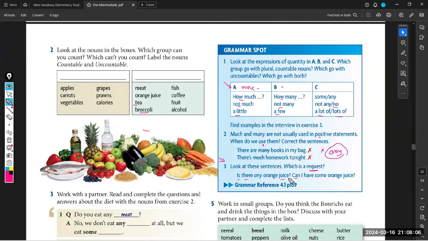Again, I know that we have a question. Question mark here, question mark here. But you have to differentiate if the sentence is a normal question, or if you are making a request. If it is a normal question, you have to use any, because a question. So, is there any orange juice? But if you are making a request, don't use any. You have to use some. So, I have to say, can I have some orange juice? I cannot say, can I have any orange juice? So, one exception you have to keep in mind. If you are making a request by using can, could, will, would, you don't have to use any at all, but you have to use some. Okay, guys?